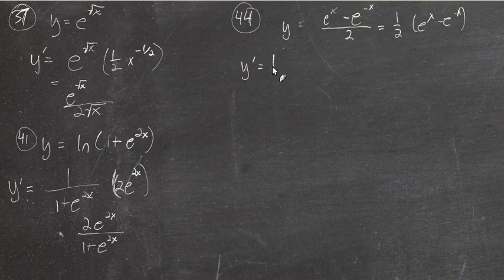So now the derivative is just going to be 1/2 times the derivative of this. So it turns out it's not so hard. The derivative of e to the x is e to the x. Done. The derivative of e to the negative x is going to require the chain rule. So we'll do minus: the derivative of e to the something is e to the something, and by the chain rule we multiply by the derivative of the inside function, which is negative 1. So we could just make that positive: e to the x plus e to the negative x.